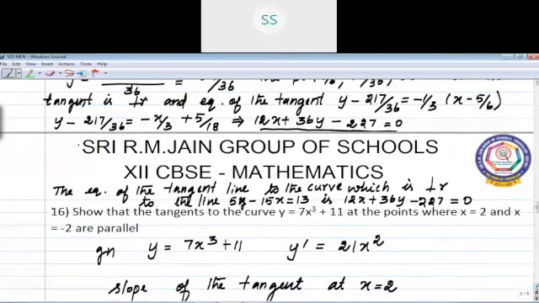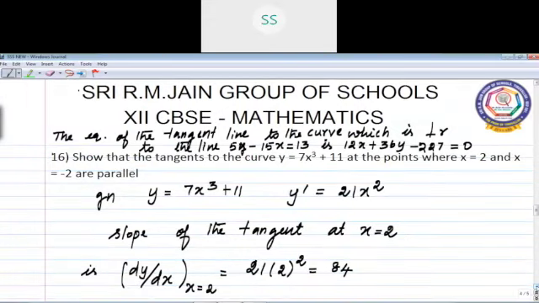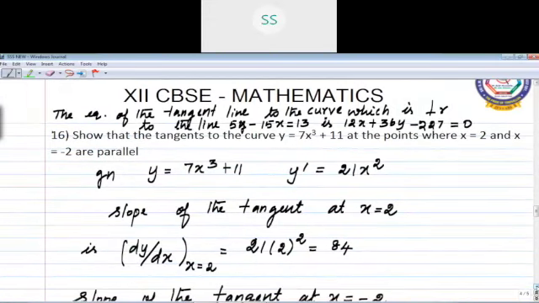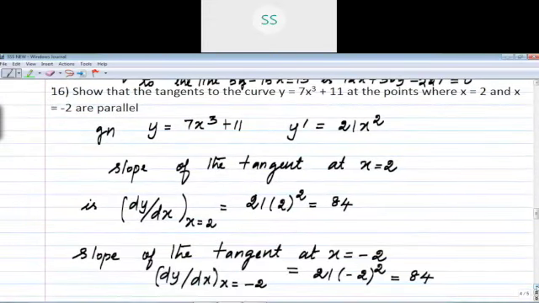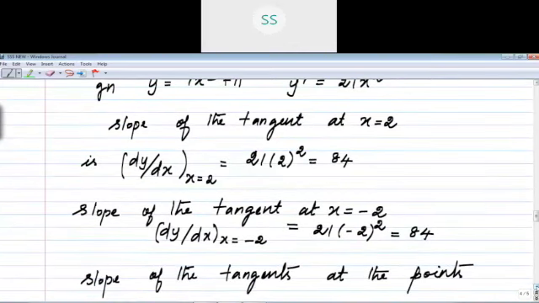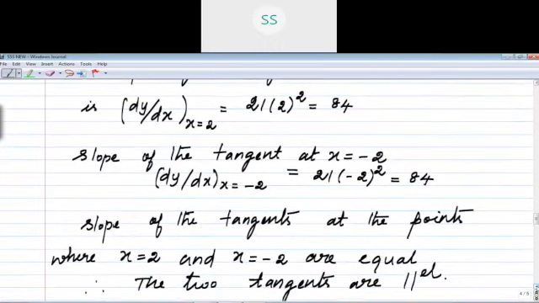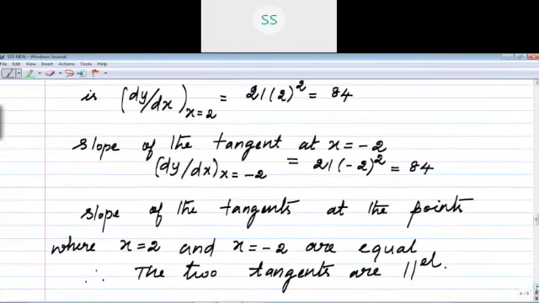Now you want to prove the tangents are parallel. y = 7x^3 + 11. You are differentiating, 21x^2. Substituting the value of x as 2, you arrived at 84. Again you are substituting the value x = -2. Your result is 84. The slopes of the tangent at the points x = 2 and x = -2 are equal. Therefore, your conclusion is the tangents are parallel.